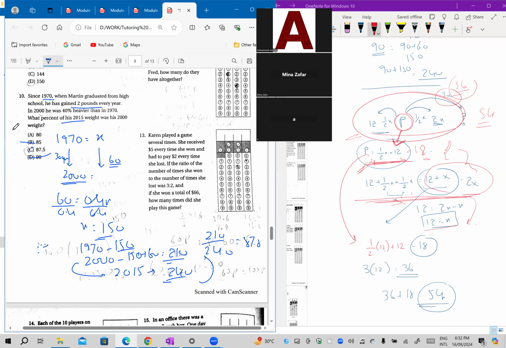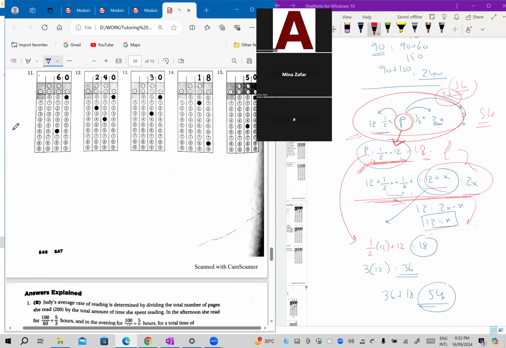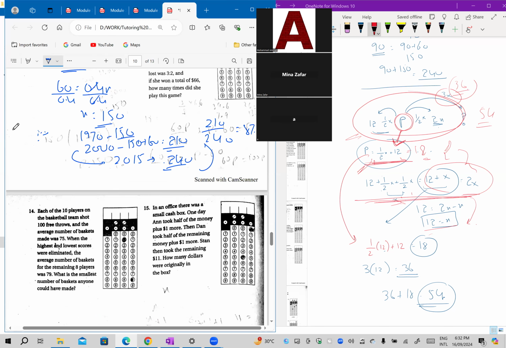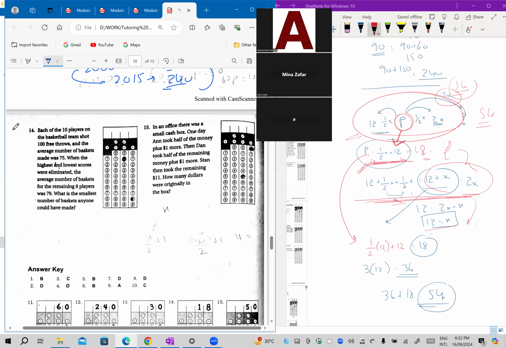Okay, what is the last question number? It's 15. In an office there was a small cash box. One day Anne took half of the money plus $1 more. Then Dan took half of the remaining money plus $1 more. Stan then took the remaining $11. How many dollars were actually originally in the box?